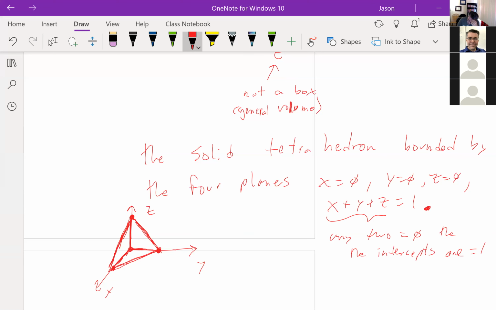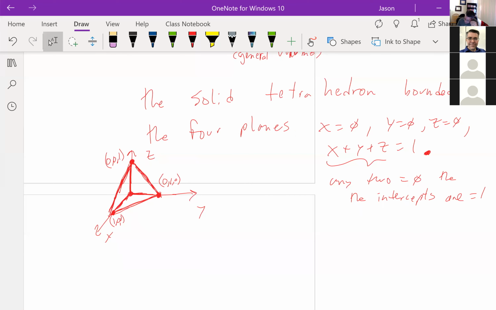Okay, so this is going to be at the point 0, 1, 0. This is the point 1, 0, 0. And this is the point 0, 0, 1. Okay, and so this is the volume that I'm looking at.